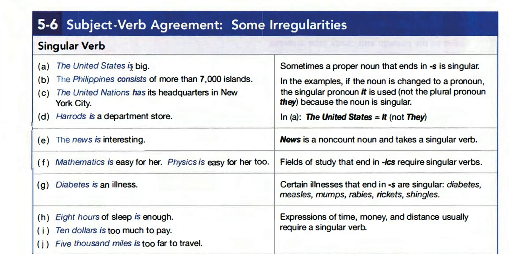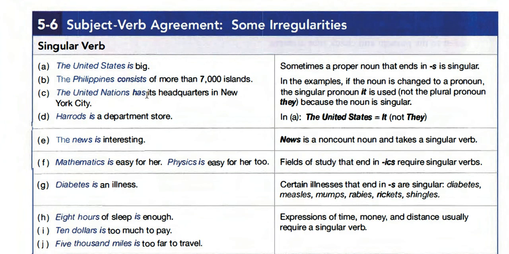So we keep it as one country, even though it looks like many states, but it all refers to America. That's why we keep it singular. The Philippines consists of more than 7,000 islands. So it looks like not one Philippines but many, but at the same time we have to remind you that the Philippines is just one country.